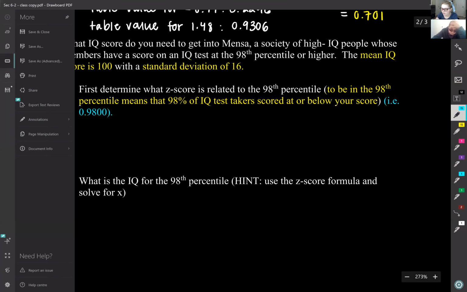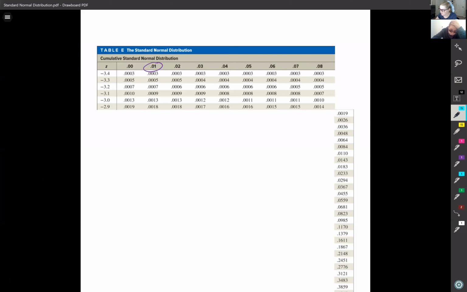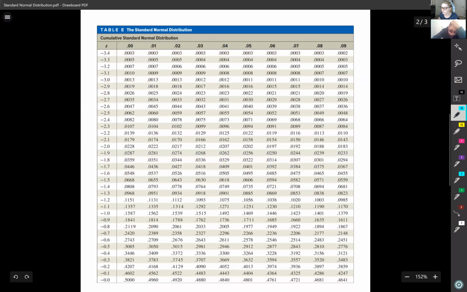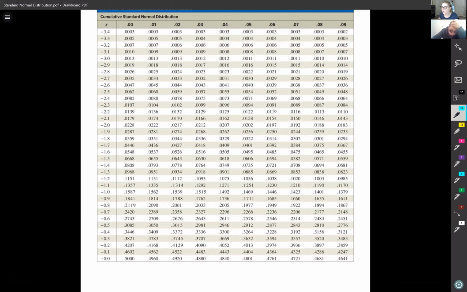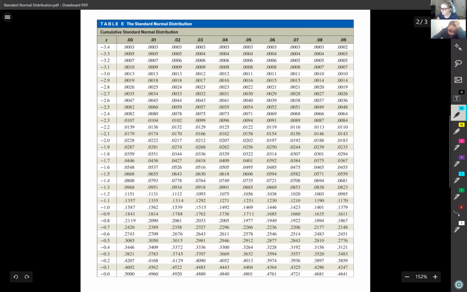So let me pull up our little chart. Okay, so let's look at some of these numbers here. Instead of looking at the top row and the left column, this time I'm looking at the numbers in the center because I'm working backwards. I want to find the probability or the percent or the area of 0.9800, and I want to see what z-score is associated there. However, I don't see anything even close to 0.9800 on this chart, so it must be on my other one with the positive numbers.